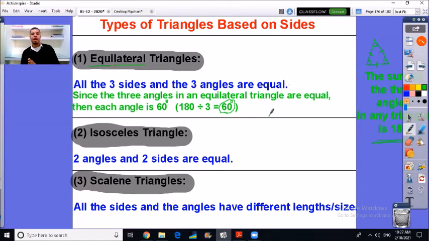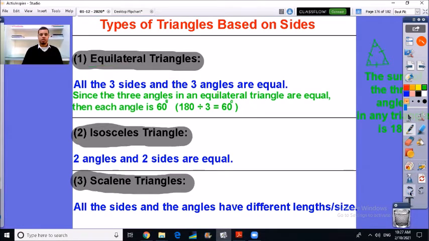Good. Thank you, Mr. Ahmed. Now we understand the equilateral triangles. What's the second one? How do we pronounce this? It is isosceles. Isosceles triangles have two equal sides. So they're not three equal sides. No, they are two.